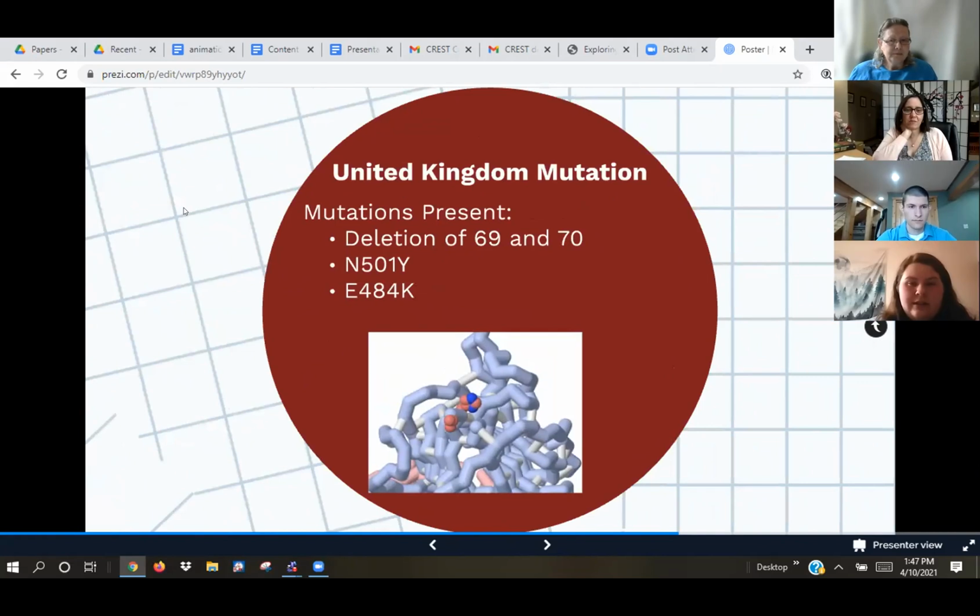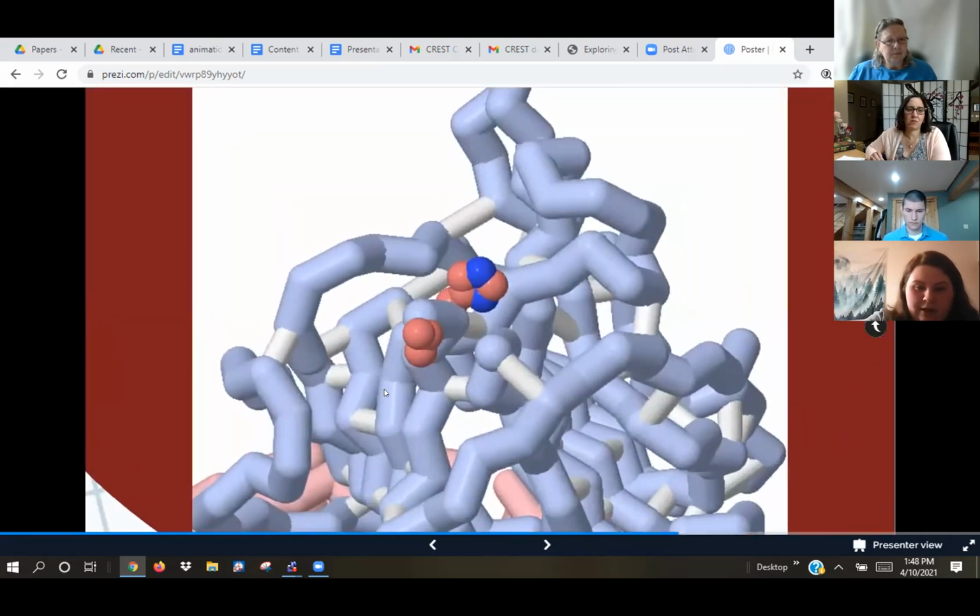We also looked at the United Kingdom variant, and in this variant, we found the deletion of amino acid positions 69 and 70. Recently we also found that it included mutations at 484 and 501, which are also seen in the South African variant. The deletion of the amino acids at positions 69 and 70 causes an allosteric shift in the conformation of the subunit, and this shift causes a blockage of the antibody interactions.